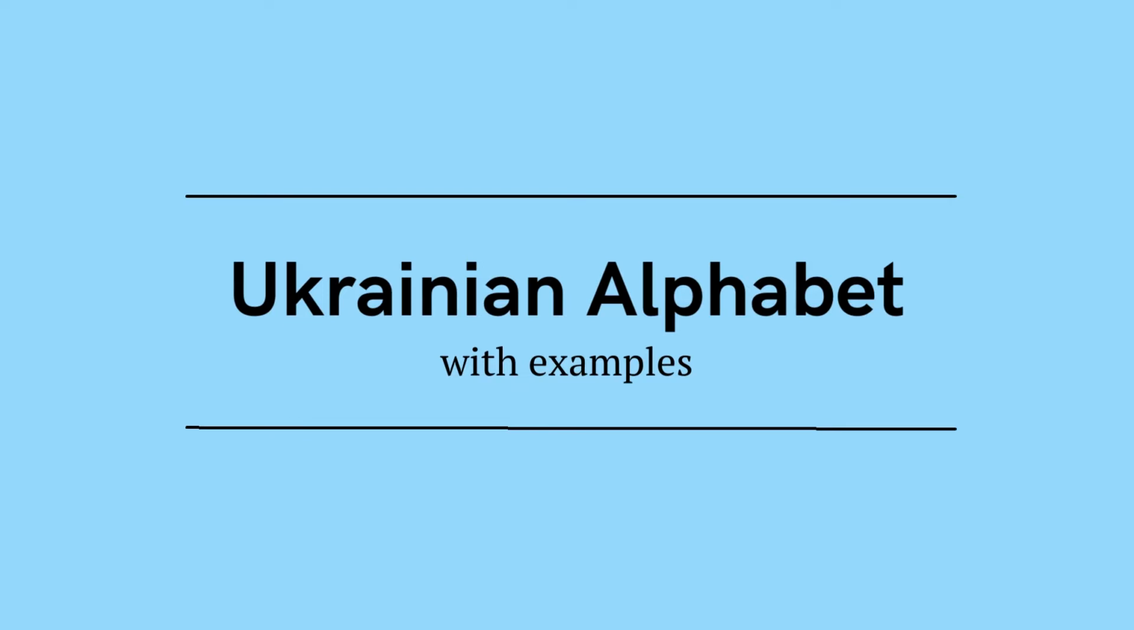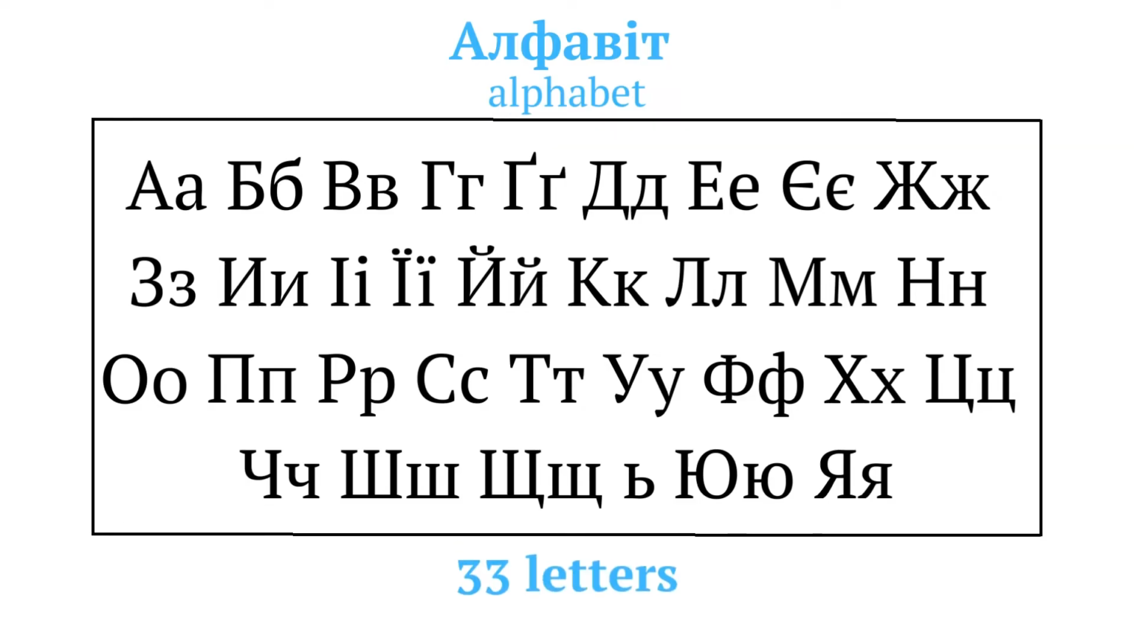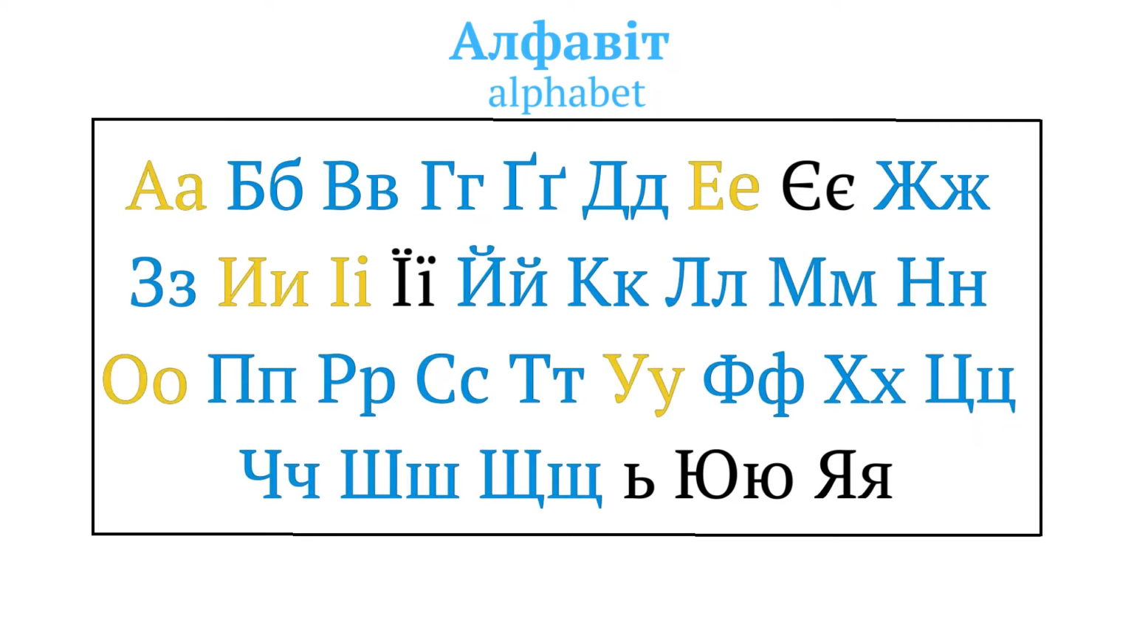Also, in this video, you will learn new Ukrainian words. So, let's start. There are 33 letters in the Ukrainian alphabet. They are 22 consonants, 6 vowels, 4 special vowels, and 1 letter with no sound. Now, let's find out more about them.